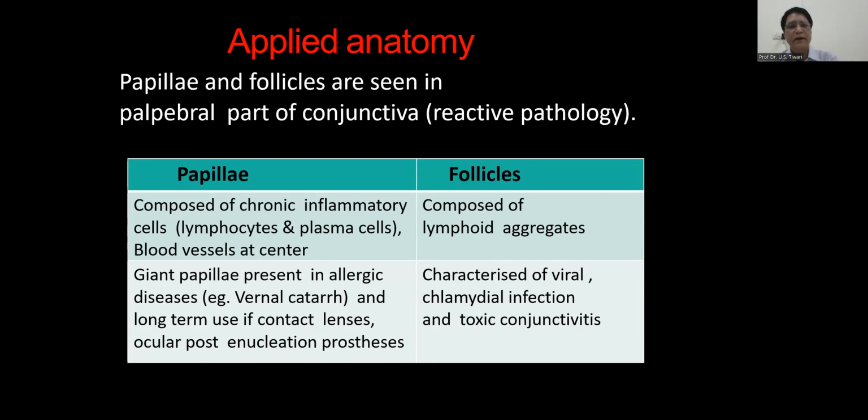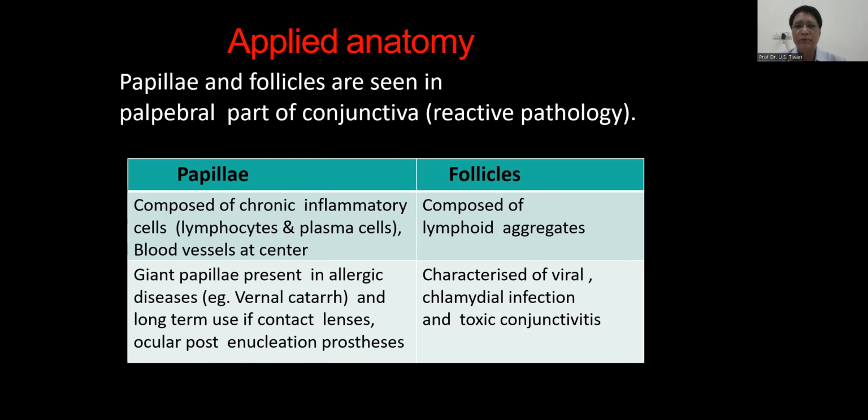If you look at the applied aspects of the palpebral conjunctiva, we know that this is the site for the papillae and the follicles that are seen in the palpebral part. These papillae and the follicle formation is actually a reactive pathology. Let's see how they differentiate from each other. Papillae are composed of chronic inflammatory cells, the lymphocytes and the plasma cells, and they have a blood vessel in the center. I'll show you the picture also.